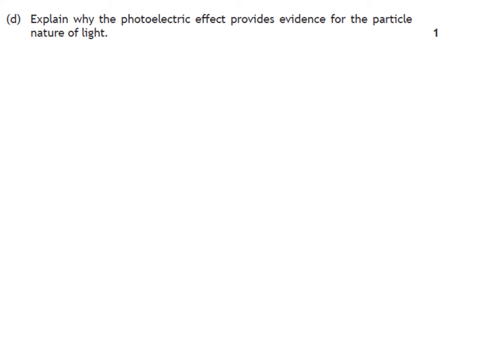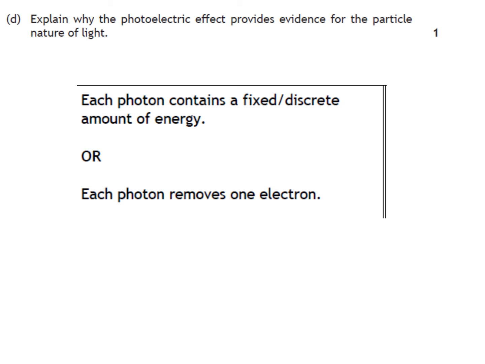Okay, so explain why the photoelectric effect provides evidence for the particle nature of light. Again, it's a wee one marker. What we're looking for is that each photon contains a fixed or discrete amount of energy, or each photon removes one electron. But the one that I taught you was this one here, that it's packets of energy. It's a fixed amount.